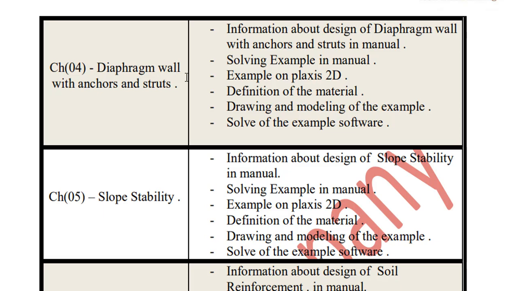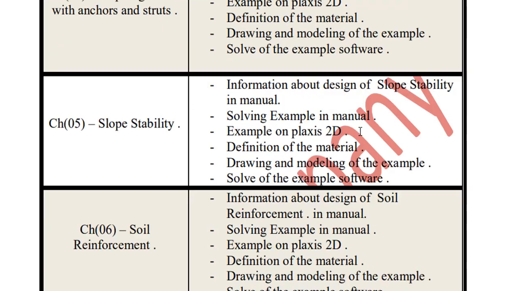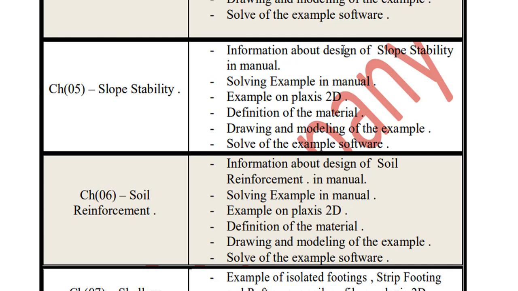Chapter 4, diaphragm wall with anchors and struts: information about the design of a diaphragm wall with anchors and struts in manual, solving an example in manual, an example on Plaxis 2D, definition of the material, drawing the model of the example, and solving the example in software. Chapter 5, slope stability: information about slope stability in manual, solving an example in manual, and an example on Plaxis 2D, including definition of the material, drawing and modeling, and solving in software.